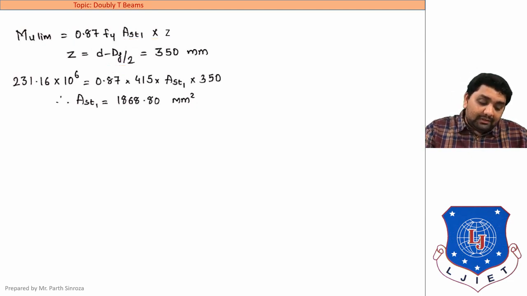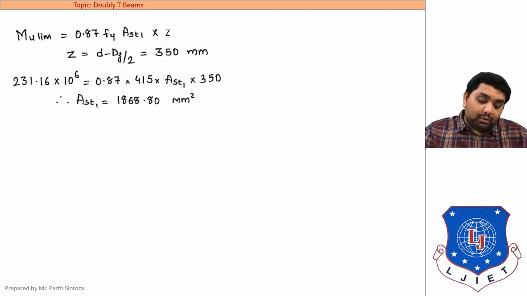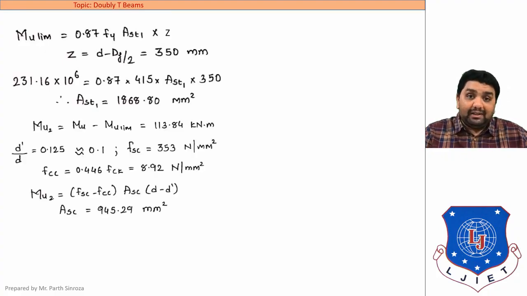So in this whole case, the only unknown here will be Ast1. This value we have already found out in the previous slide. So the only unknown will be Ast1, and Ast1 comes out to be 1868.80 mm square. Now we are left with two parts, that is to find Ast2 and to find Asc. So moving further, we need to find Ast2.